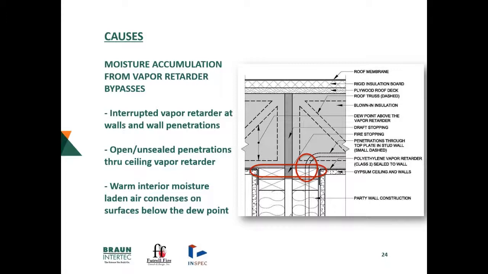As you can see in this slide, there are a couple of circles of red. That's depicting this non-continuous vapor retarder, the oval, where the party separation wall vapor retarder is turned down the wall. Turns out that wasn't sealed at the wall either. And then that other circle is showing the penetrations coming through the top stud, a number of penetrations that were unsealed as well.